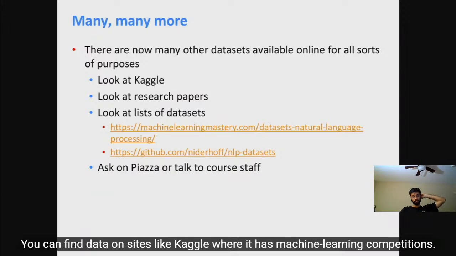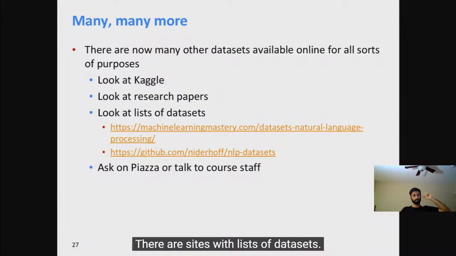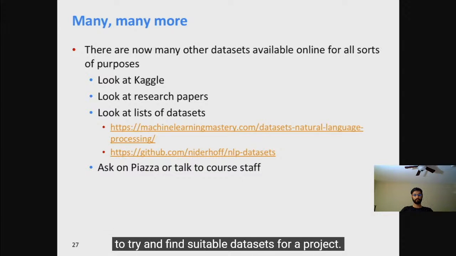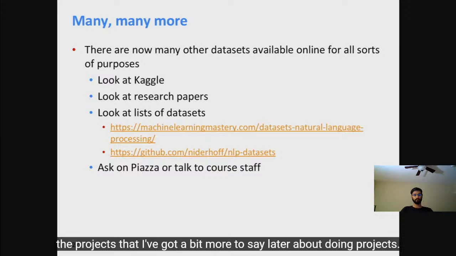You can find data on sites like Kaggle, which has machine learning competitions. There are sites with lists of data sets. You can look at research papers and see what data sets they used. And of course, you can ask the course staff on Piazza to try and find suitable data sets for a project. Okay. So that's a fair bit about the projects. I've got a bit more to say later about doing projects. Does anyone have any questions up until now on projects?